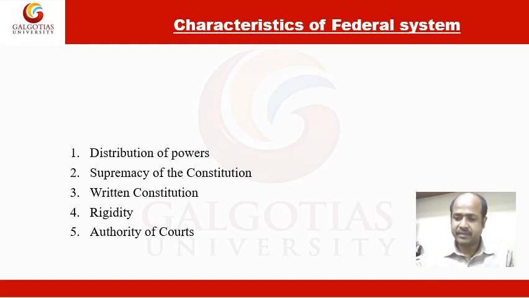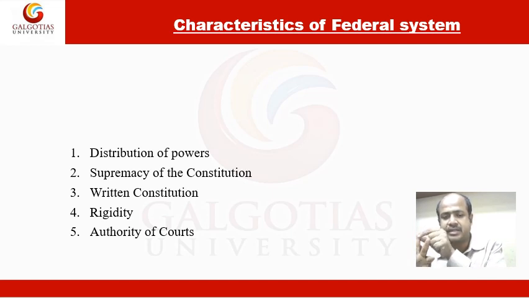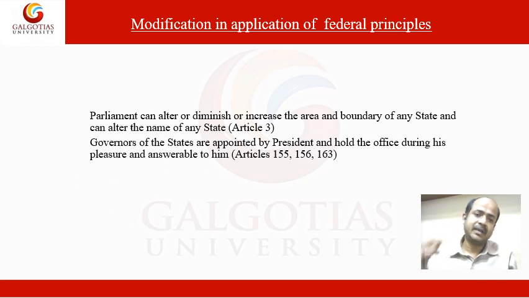So these five features are the main features of the federal system or federal constitution: distribution of power, supremacy of the constitution, written constitution, rigidity, and authority of courts. If we see, the Indian Constitution has all of these characteristics. Now, modification in application of federal principles. These federal principles have somehow been modified.